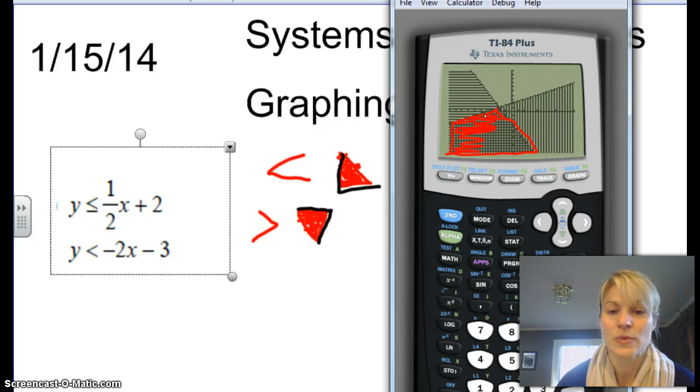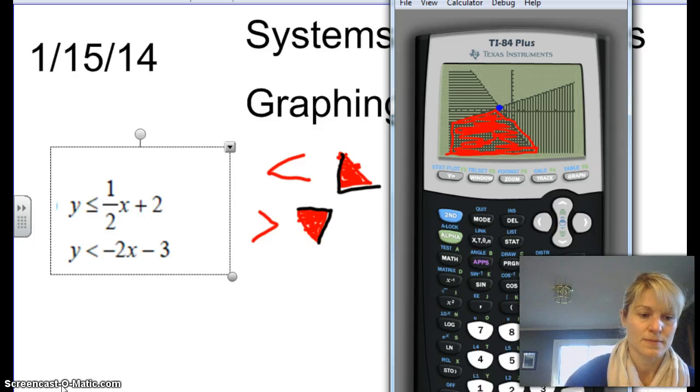And we talked a little bit about constraints here. The only constraint that you can really see on here is this one right there. And I could do an intersection to figure out that constraint. The other constraints are going to probably be off the board here. Okay, so that's how we graph an inequality using the calculator.